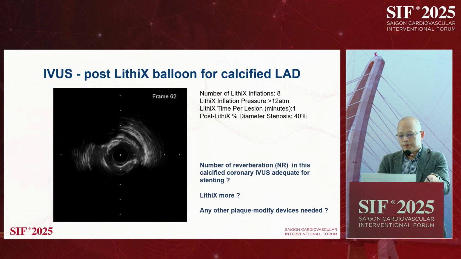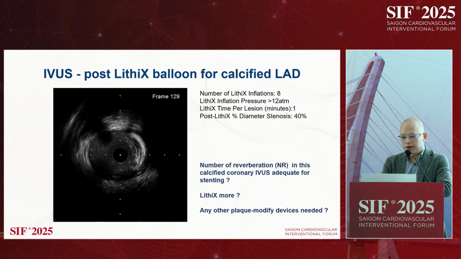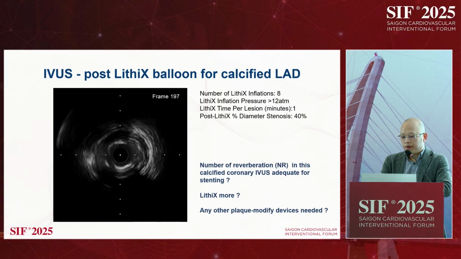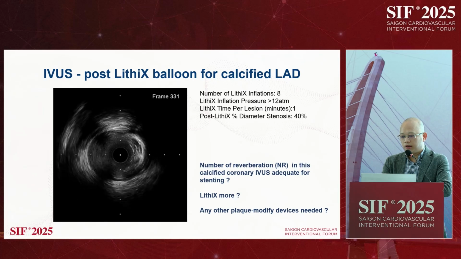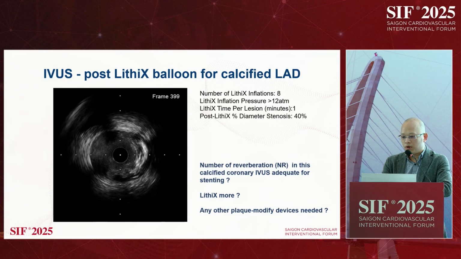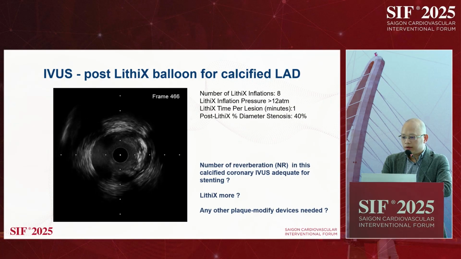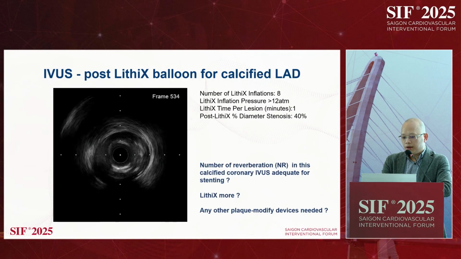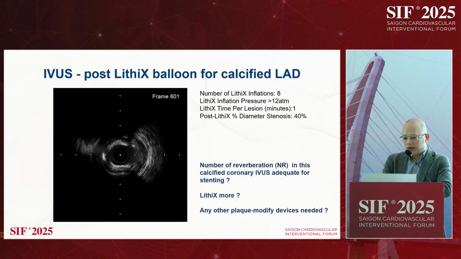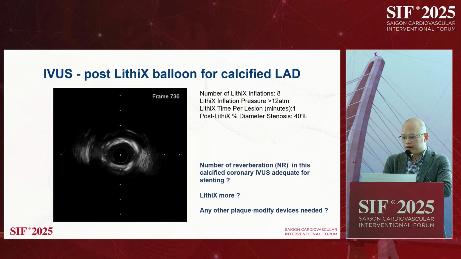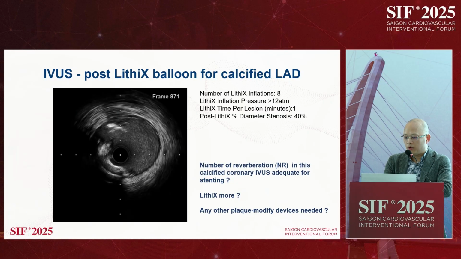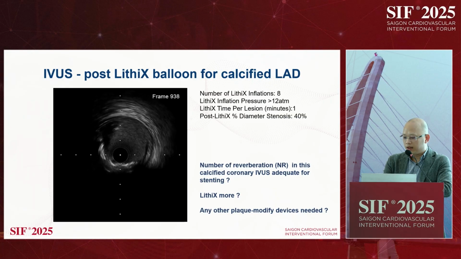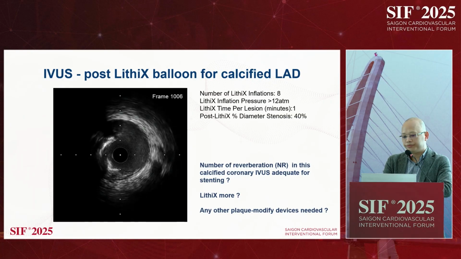Yes, so this is the IVUS for the post lithics balloon. We have 8 attempts, and the pressure is 12 or more atmospheres. Based on the IVUS findings, you see that the number of reverberations is like 2 or 3 degrees. So is this currently classified as IVUS adequate for stenting, or do we need more lithics, or any other modified devices? Dr. Yeo?